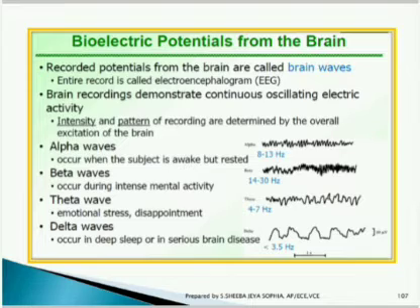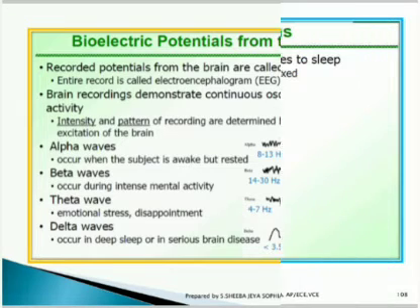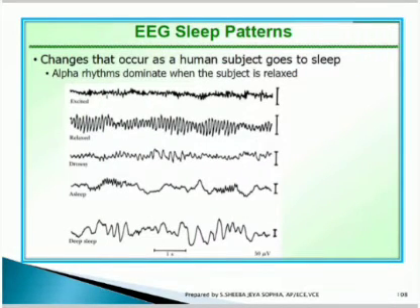Theta waves occur when emotional stress or disappointment occurs in the human body. They range from 4 to 7 Hz. Delta waves occur in deep sleep or in serious brain disease, and range below 3.5 Hz. So this is the EEG sleep pattern marked at the excited, relaxed, drowsy, asleep and deep sleep positions.